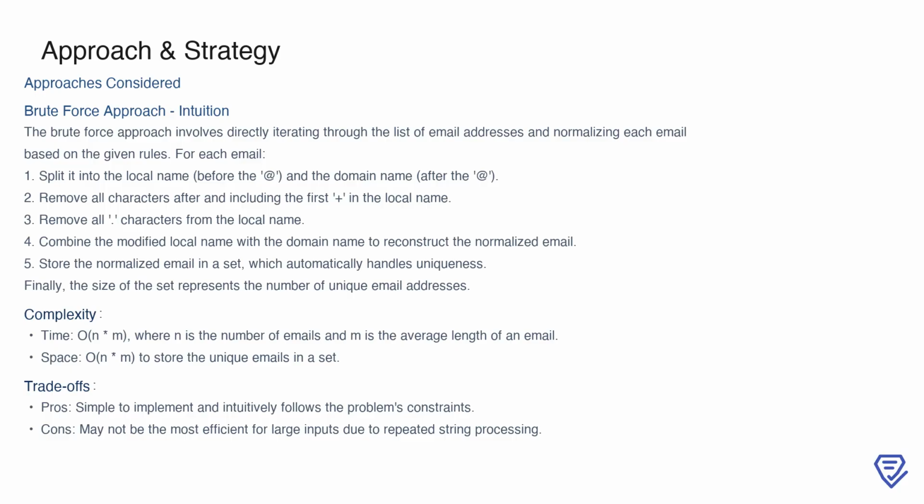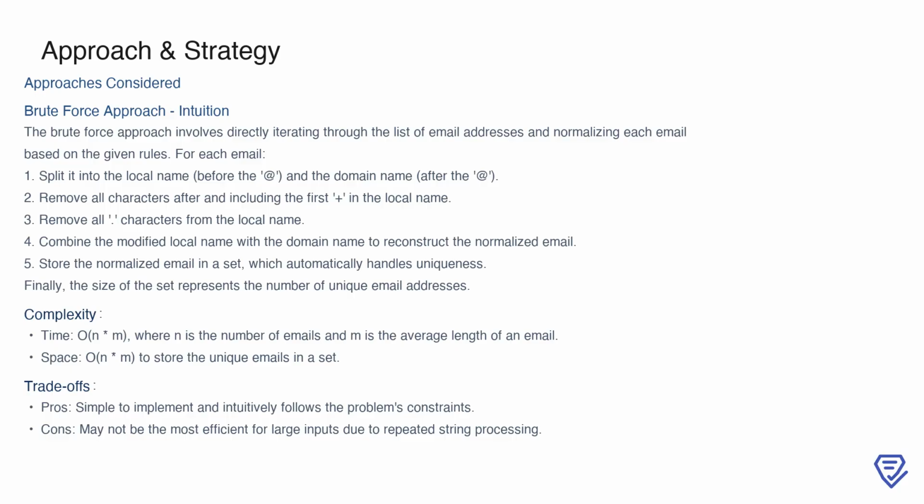To tackle the problem of finding unique email addresses, we can start with a brute force approach, which follows the problem's constraints directly. The main idea is to normalize each email by processing its local name and domain name separately. First, we split the email into the part before and after the @ character. Then, in the local name, we remove everything after the first plus character, as it is considered irrelevant. We also eliminate all dot characters since they have no impact on the uniqueness of the email.